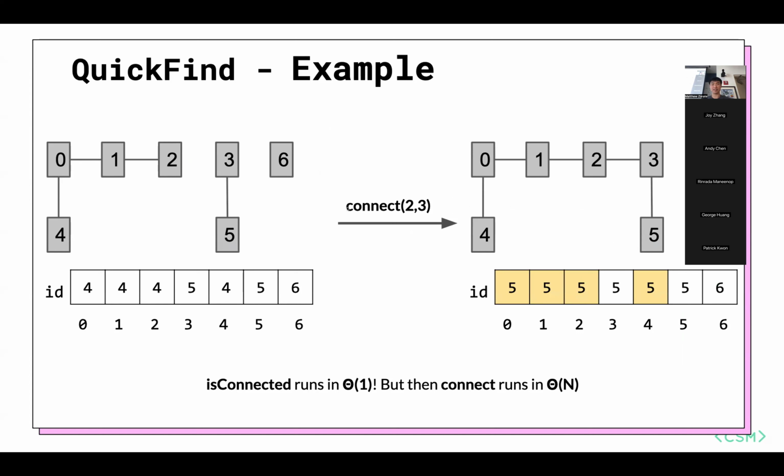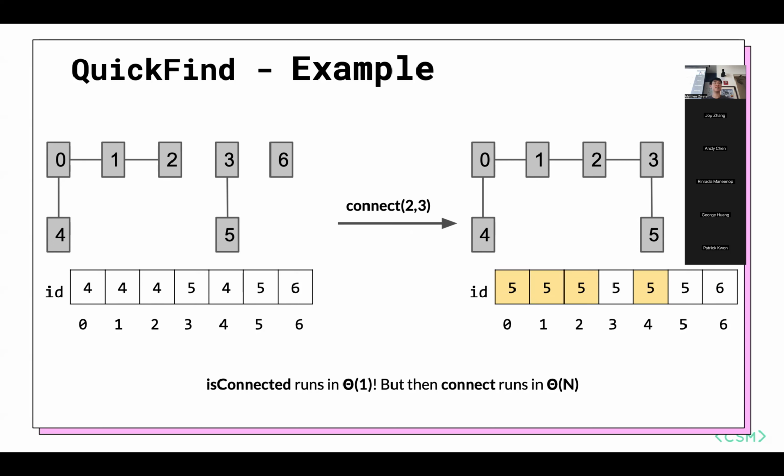And so if we connect 2 and 3, we want everything in 2's set and everything in 3's set to have the same ID. We could have chosen 4 or 5 in this case, but we just choose 5 to overwrite all of the elements in 2's set. So now 0, 1, 2, 3, 4, and 5 all have the same ID. Any questions for quick find?